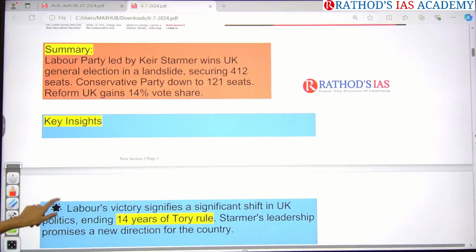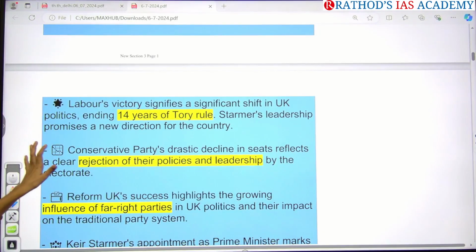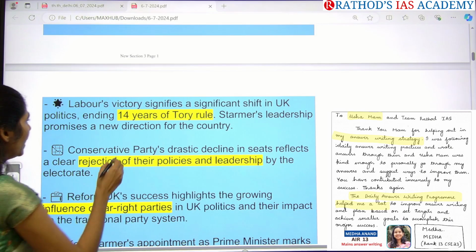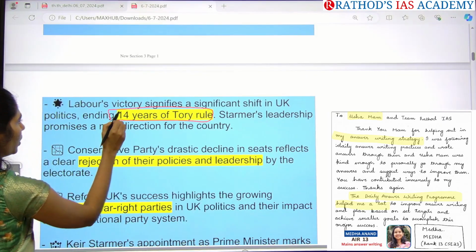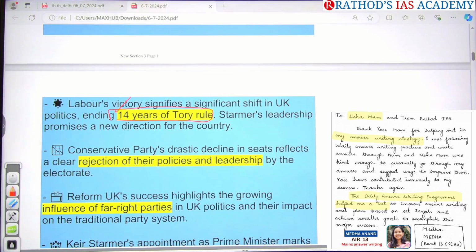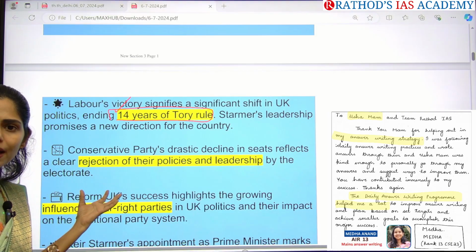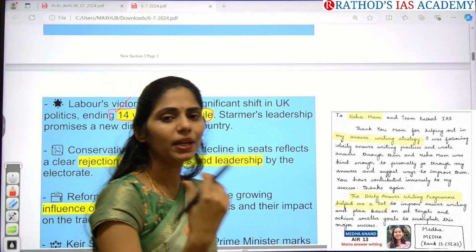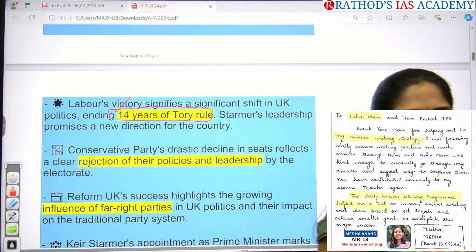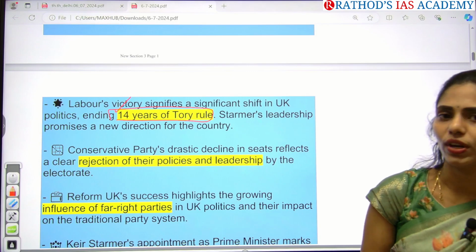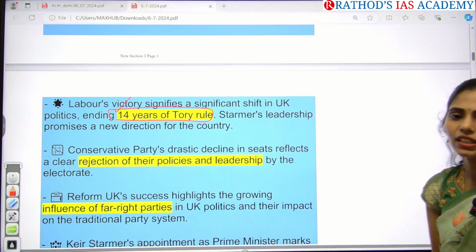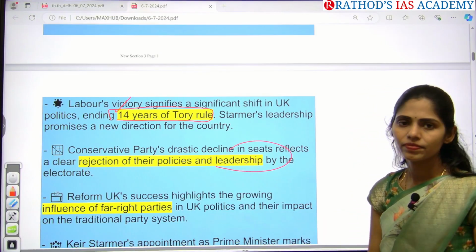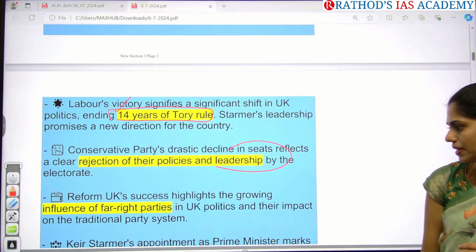If you see the key highlight, Labour's victory is very significant because it ended 14 years of Tory rule. Those 14 years of Tory rule ended once this person from the Labour Party came into power. Whenever people select a person from another political party, it signifies one important thing: people rejected the earlier government's policies and want a new leader. Because of this, they selected another person.